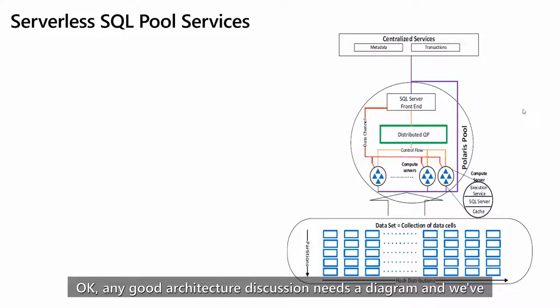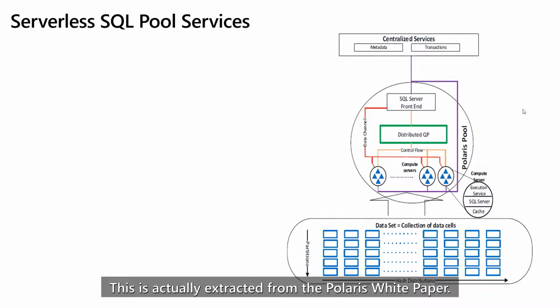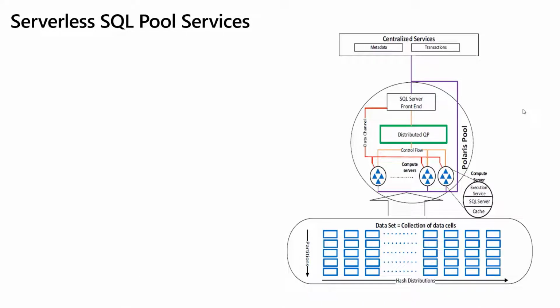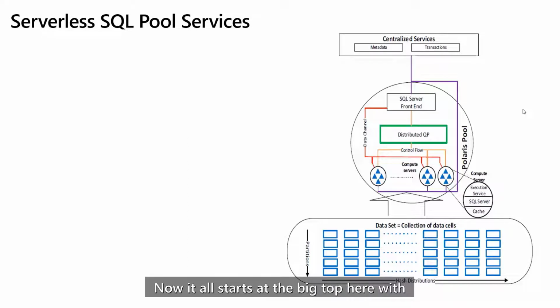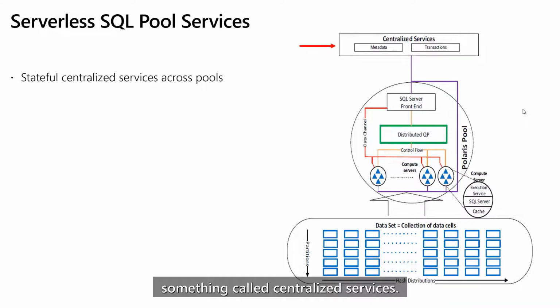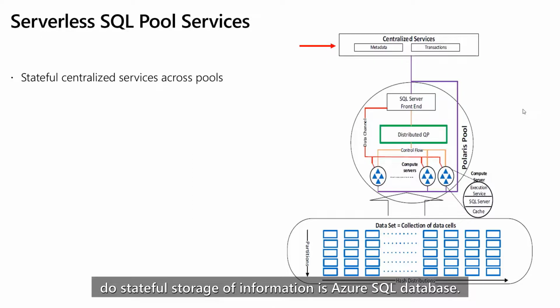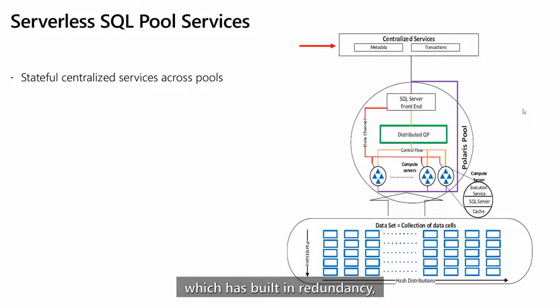Okay, any good architecture discussion needs a diagram, and we've got one. This is actually extracted from the Polaris white paper. This is an overview of the various services that are part of what makes up serverless SQL pool. Now, it all starts at the top here with something called centralized services. It's stateful. In other words, we store information here about execution across the pool, and actually it could be multiple pools. As it turns out, one of the great ways to do stateful storage of information is Azure SQL Database. So behind the scenes is Azure SQL Database, which has built-in redundancy, fault tolerance, HADR, everything we need to store information. But we want to make sure in the pool that things are stateless. That's the only way to get scale.